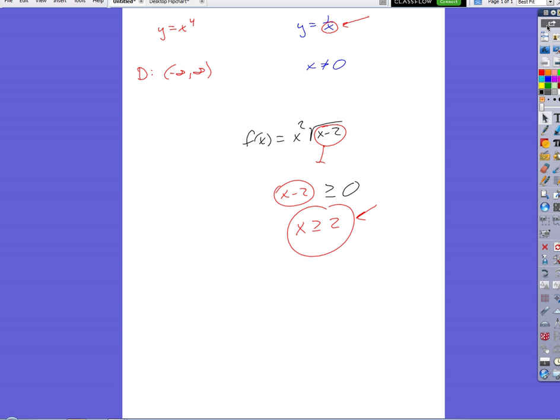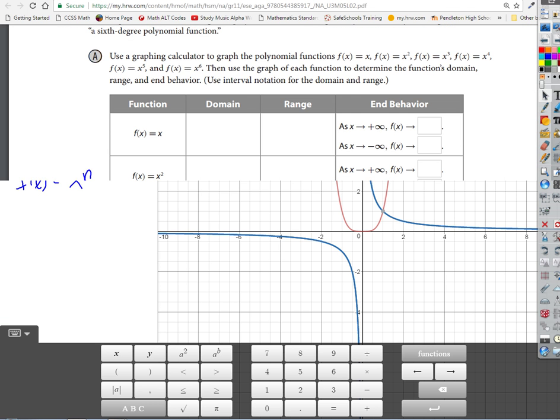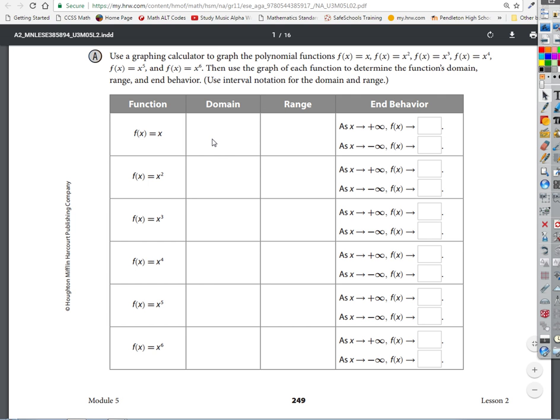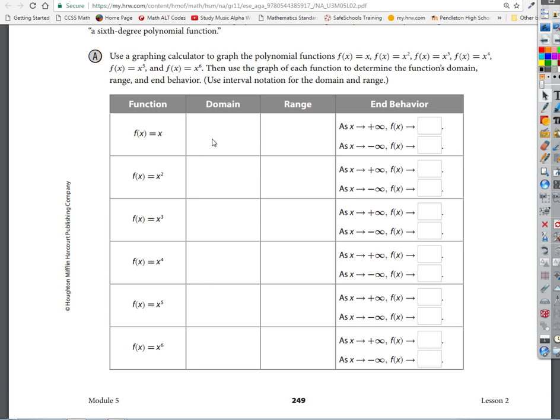Where did I put that? There it is. So for all these, the domain part's taken care of. That's easy.